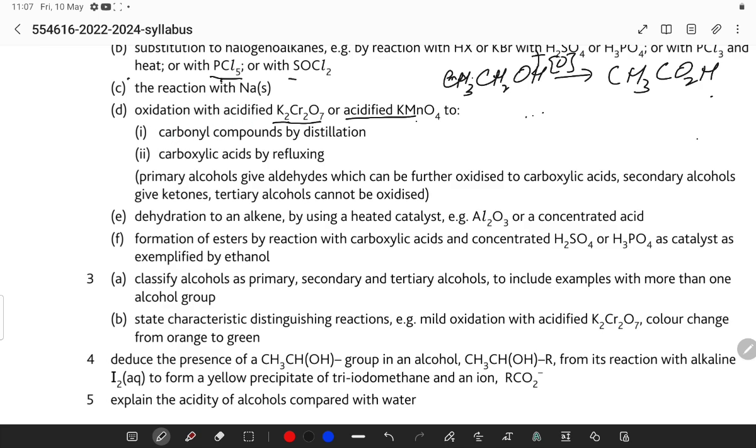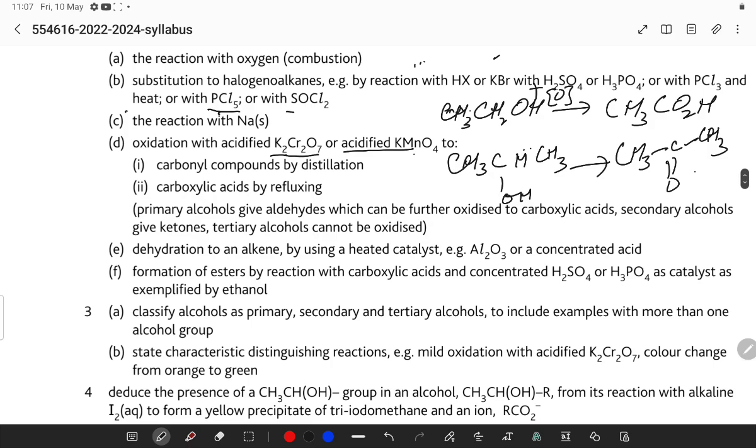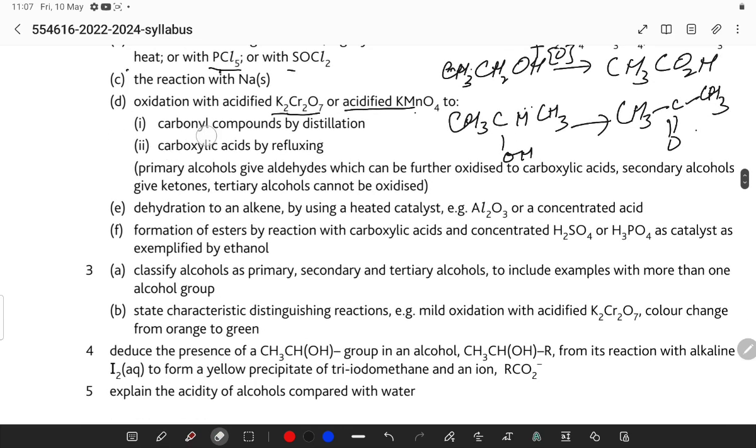You know that primary alcohol forms carboxylic acid, secondary alcohol forms ketone which is not further oxidized, and tertiary alcohol resists oxidation. Carbonyl compounds by distillation.